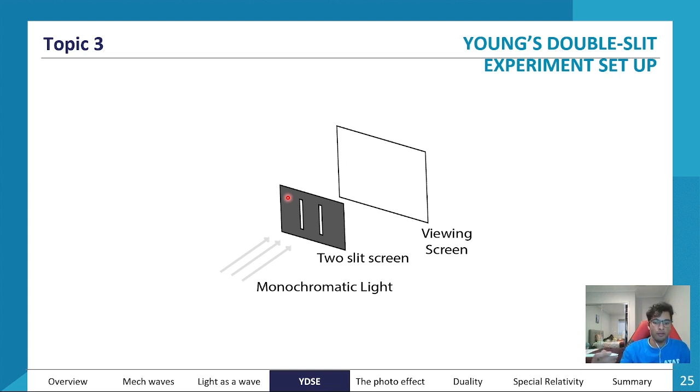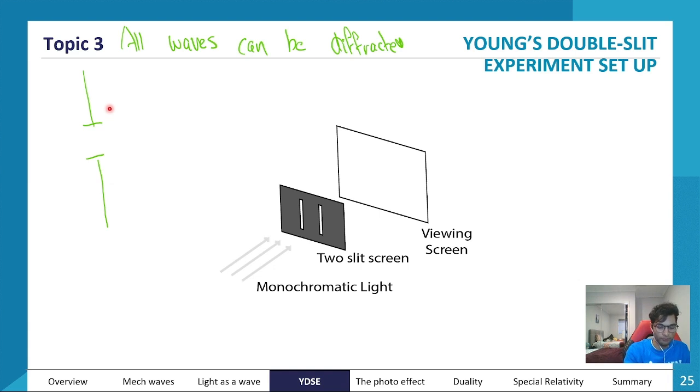Cool. So if you remember back just a few slides ago, I told you that all waves can be diffracted. I just want you to keep that in the back of your mind for the next few minutes. So going back to the diffraction of waves, this is what a diffraction of a wave looks like. We have some setup that looks like this, with a wave going like this. When it hits the barrier, it spreads out in this sort of Wi-Fi shape.